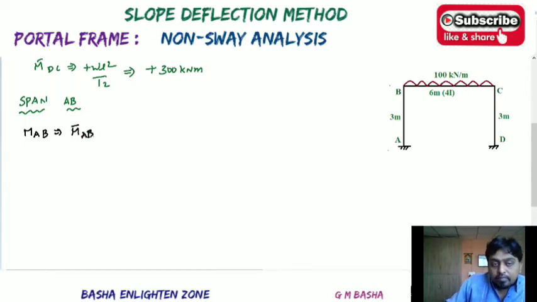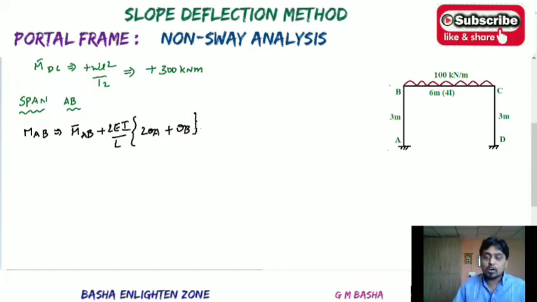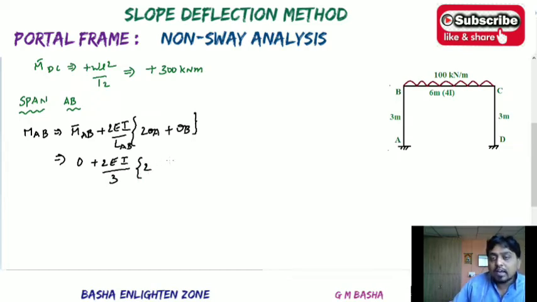M bar AB plus 2EI by L into 2 theta A plus theta B. No need to take minus 3 delta by L because there is no sway and no sinking of the supports. And what about M bar AB? M bar AB, as there is no load, we already calculated to be equal to 0, plus 2E. And what is the I value? No value is given, therefore I equals I. By what is the length of the span AB? The length of the span AB will be equal to 3 meters, into 2 theta A plus theta B.